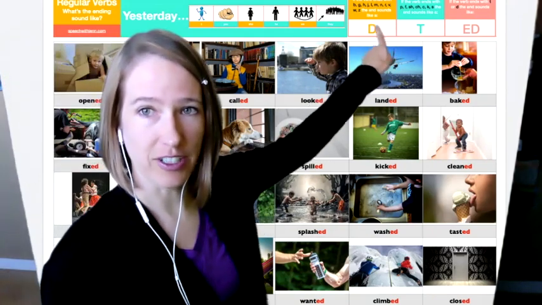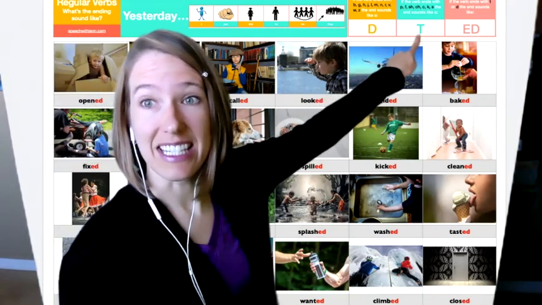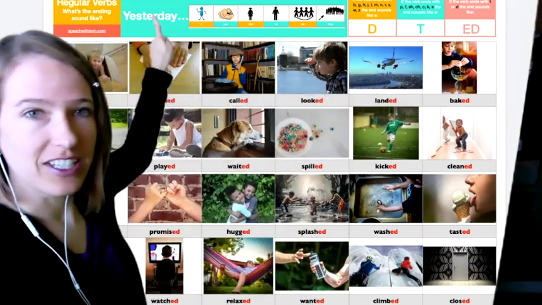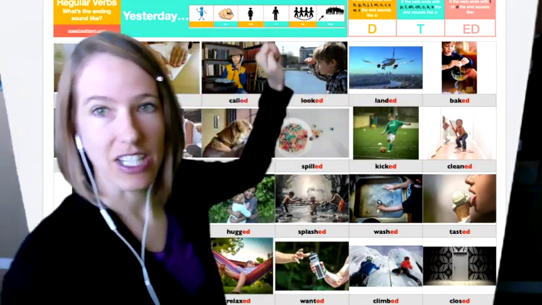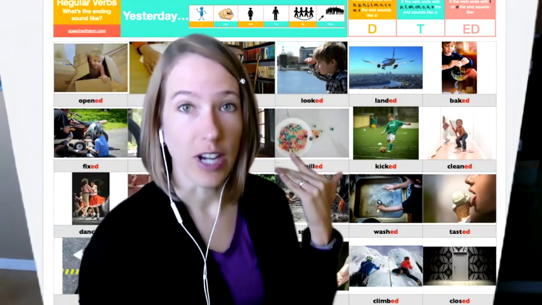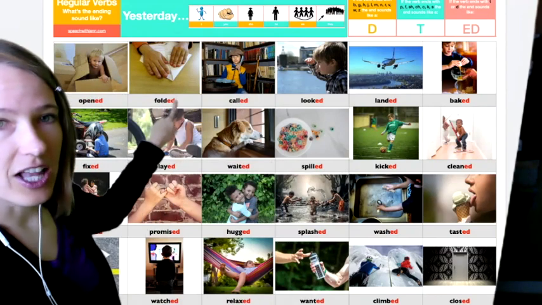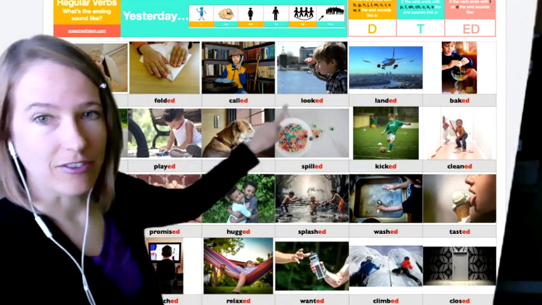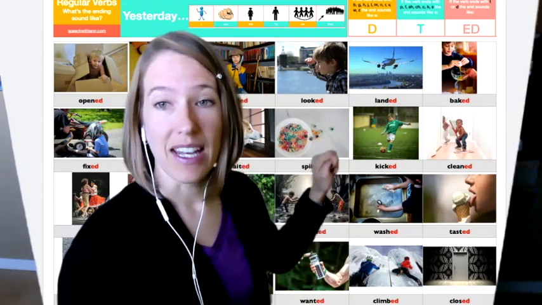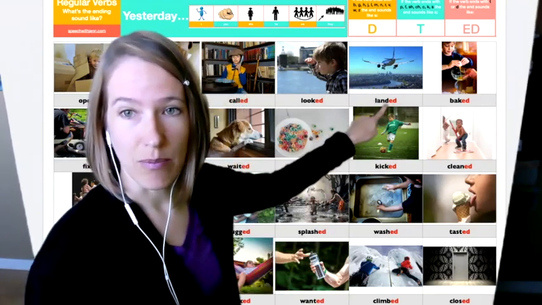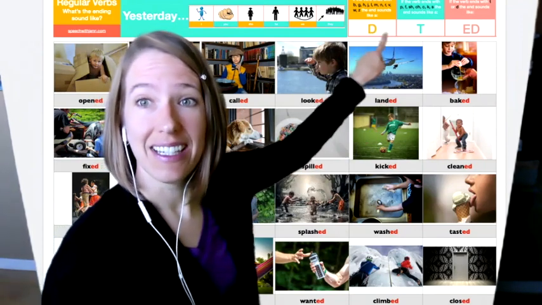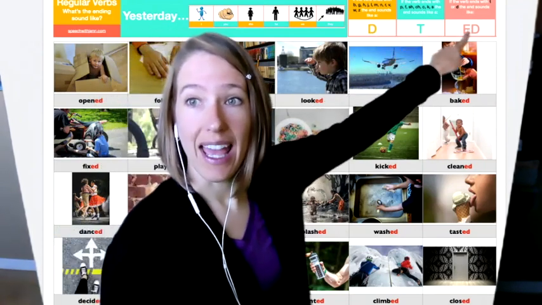You'll notice over here we have a D, a T, and an ED. So since we're using the word yesterday to make all of these sentences, you have to change the verb to the past tense. These verbs are regular past tense verbs, so they all have ED at the end in red. Do you see that? So sometimes, depending on what the word ended in before you add ed, you're going to make the sound d, t, or ed.